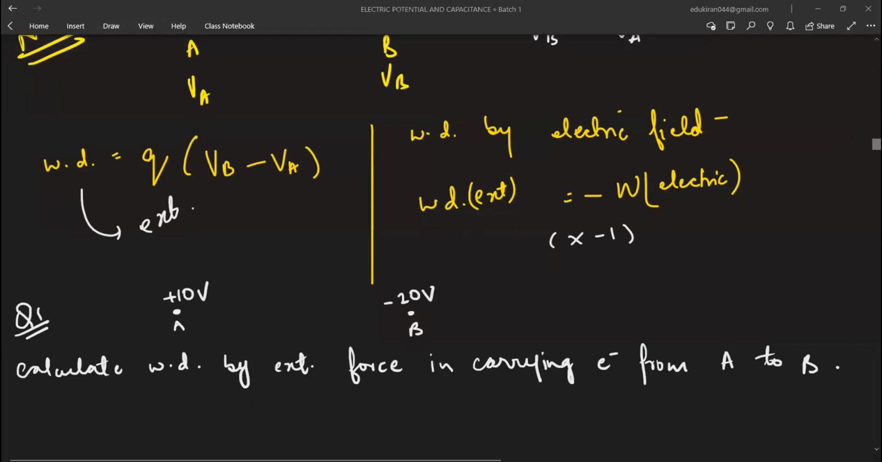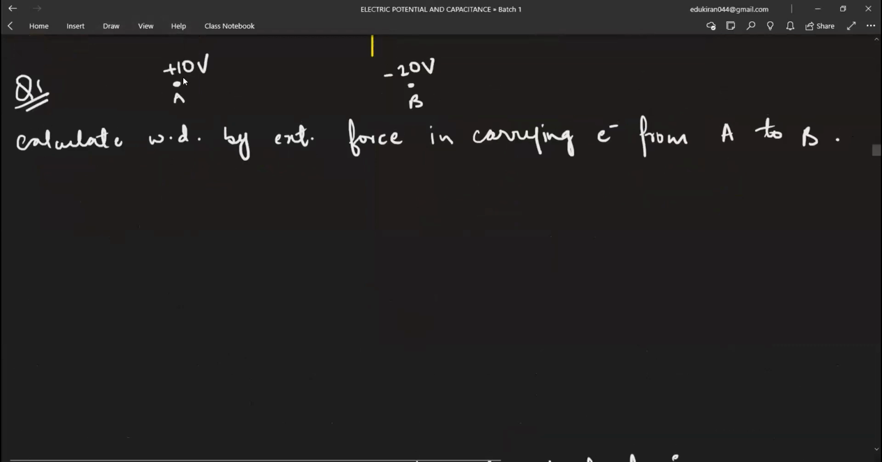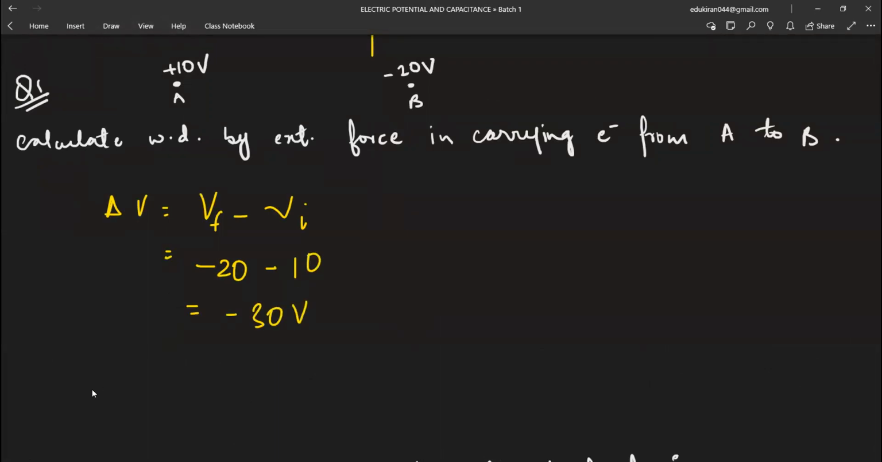See class, in this question, two charges are given, plus 10 volt and minus 20 volt. You have to calculate the work done by the external force in carrying an electron. Now see what is the change in potential. Final potential minus initial potential. Final potential is minus 20, initial potential is 10. So this is equal to minus 30.